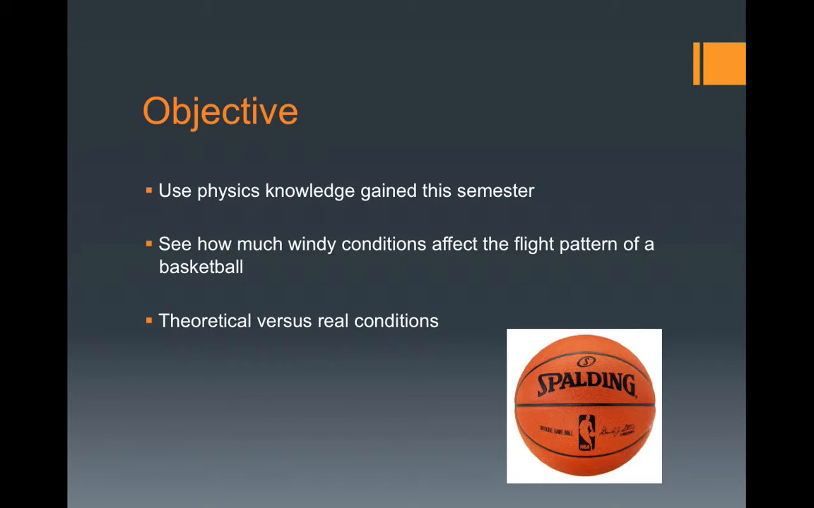And the more specific objective for this experiment is to see how much windy conditions affect the flight pattern of a basketball. I chose this just because I like playing games outside, and as anybody can tell you, wind can have a great impact on the playing of games. And I chose a basketball because it was the easiest to find the center of mass for. And we'll find after a few slides that wind definitely does have a great impact on the flight pattern.